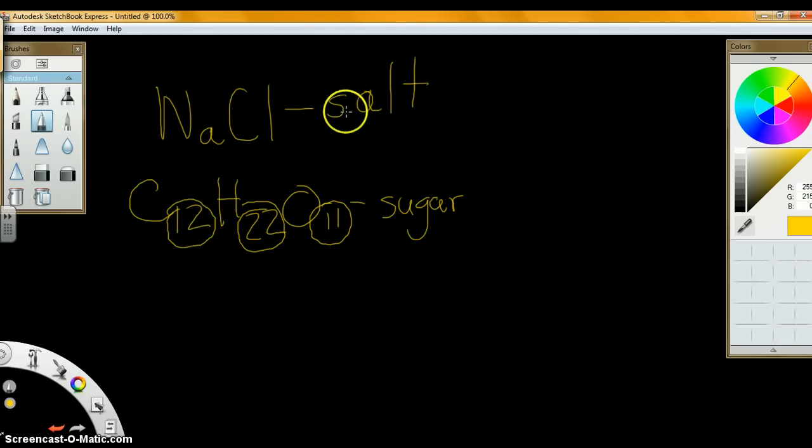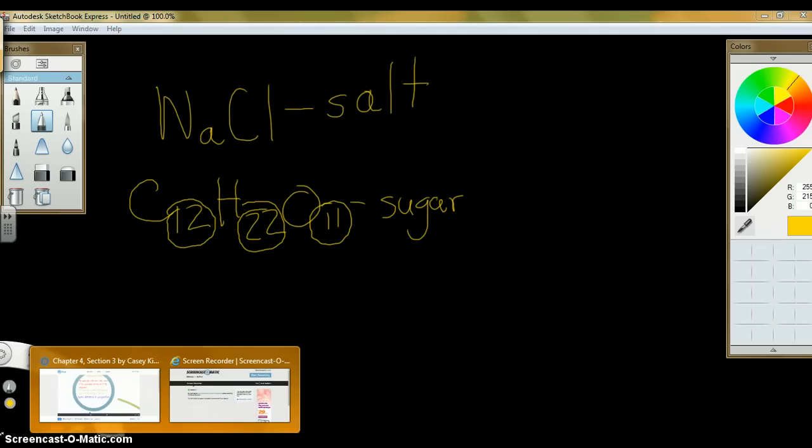So when you compare salt and sugar, although they look very similar, if you held a piece of salt in your hand and a piece of sugar in your hand, they would look very similar. They are made of a very, very different amount of atoms. You can see if we add these together, we end up with 45 atoms of carbon, hydrogen, and oxygen, as opposed to salt, which is just made of 2 atoms, 1 atom of sodium and 1 atom of chlorine. So pretty different depending on which type of compounds we are talking about.